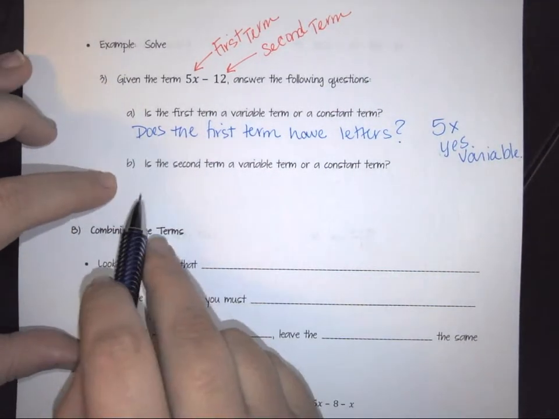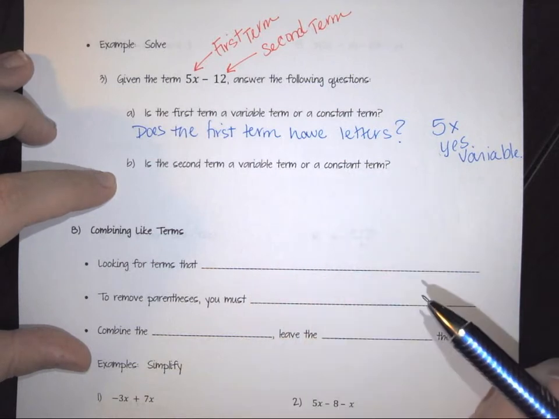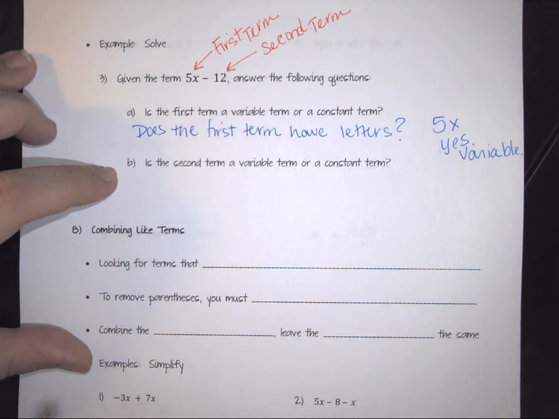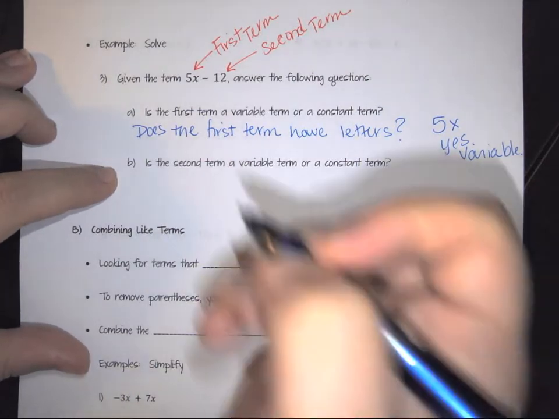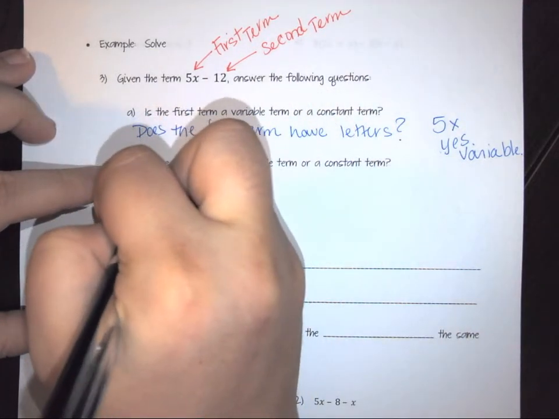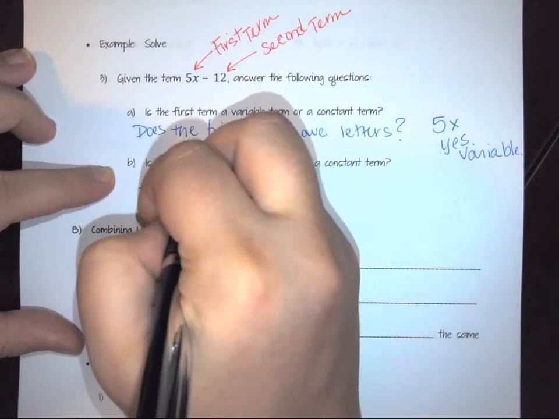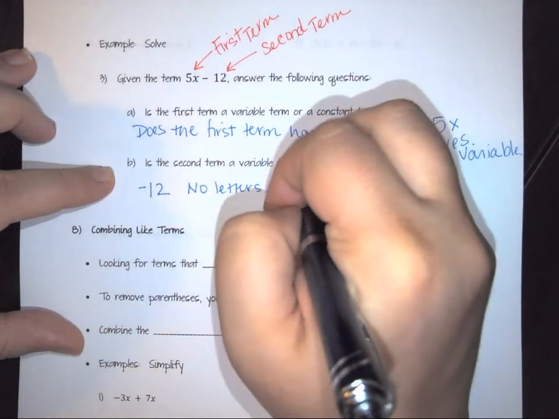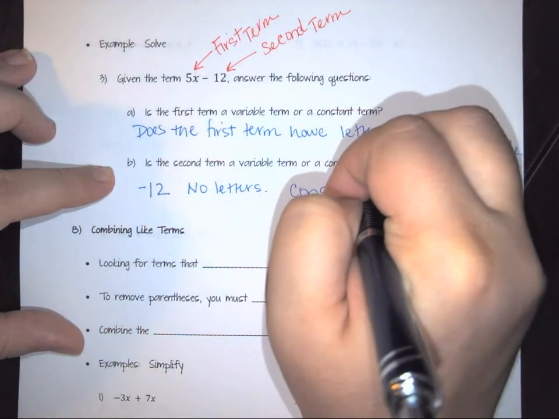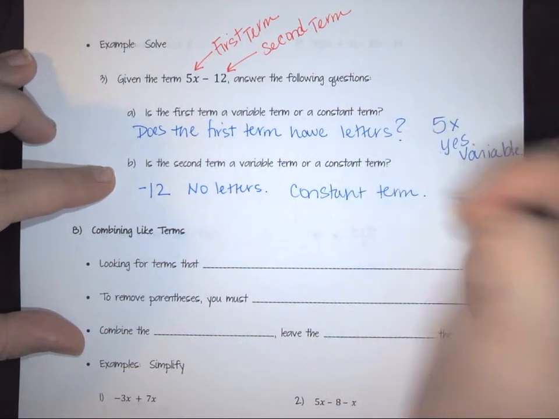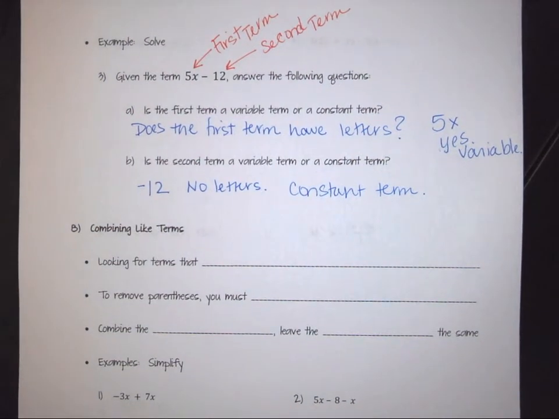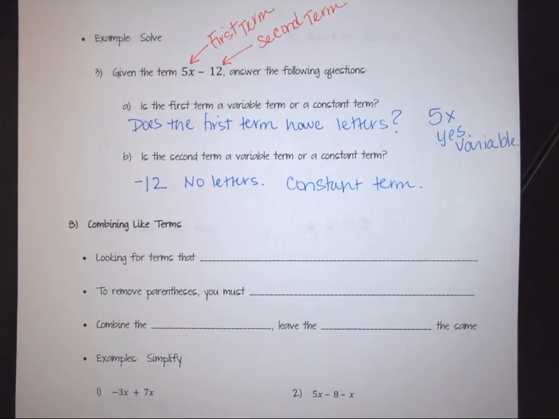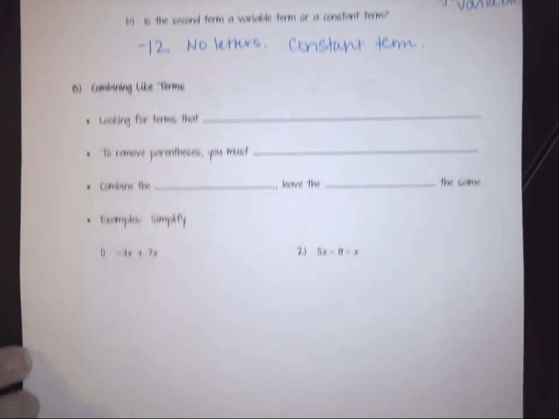Now, the next question says, is the second term a variable term or a constant term? So again, we're asking the same question. Does the second term have letters? Well, the second term would be a negative 12. So that would be no letters, so it is a constant. Being able to identify your different types of terms becomes very important, especially the more advanced you get in math.